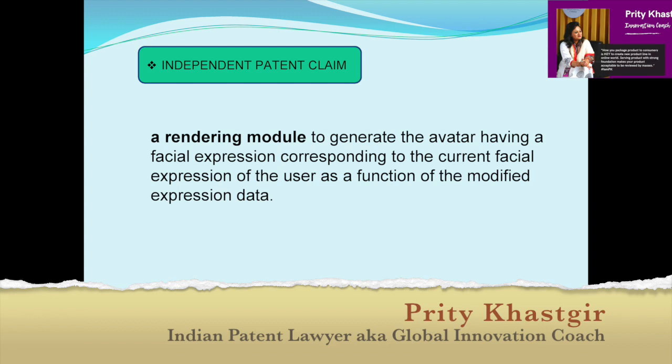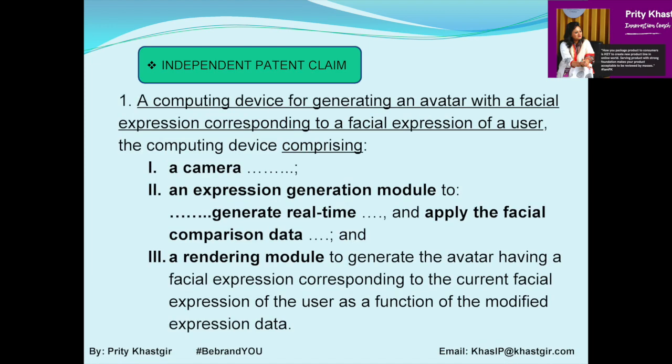So I understand this patent claim is complex, it's complex language. There are a lot of words which have been used around data. However, from the understanding point of view, the basic understanding is: the preamble is a computing device for generating an avatar with a facial expression corresponding to a facial expression of a user. Comprising is the transition word, and then a camera is a very important element of this. Then there is an expression generating module, and the third module is a rendering module. So these are the three main elements, and the connectivity between the elements has been described in the independent patent claim.